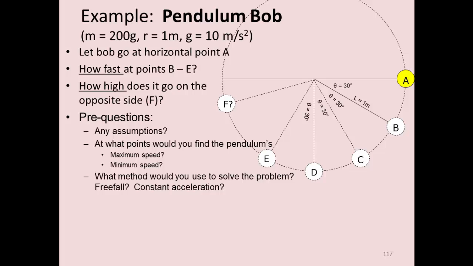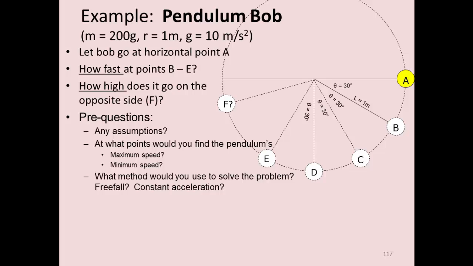Something that you might want to think about is, where is the maximum speed of the pendulum and where is the minimum speed of the pendulum? I think these are pretty easy questions to answer. And then ask yourself, what method would you use, given what you know now, to solve this problem? For example, could you use free fall for this problem? And the answer is no, because this is not free falling.